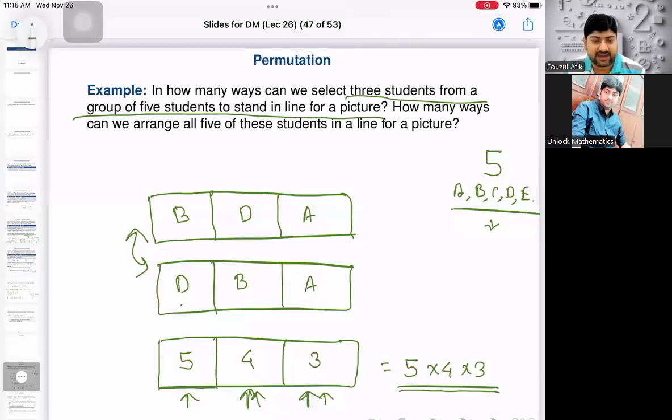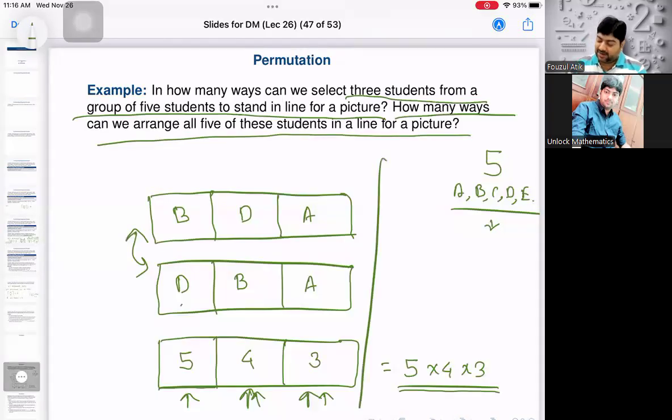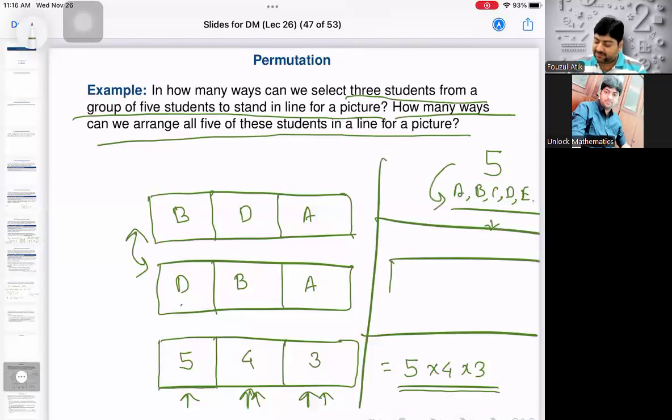Right? Okay. There is another part of it. How many ways can we arrange all 5 students in a line to form the picture? So for the second part, you have 5 students and you have 5 positions available. How many ways can you do it?